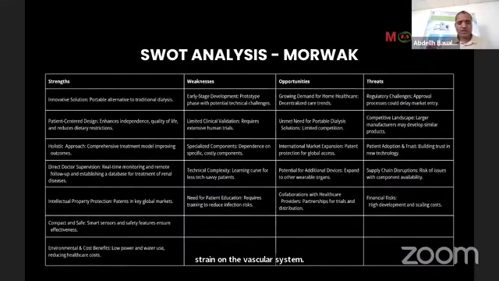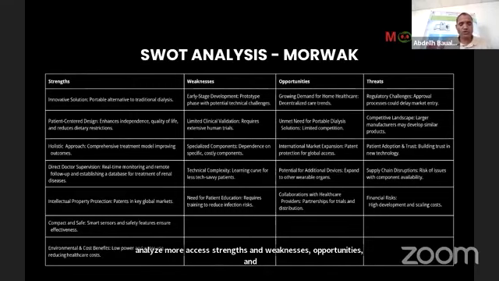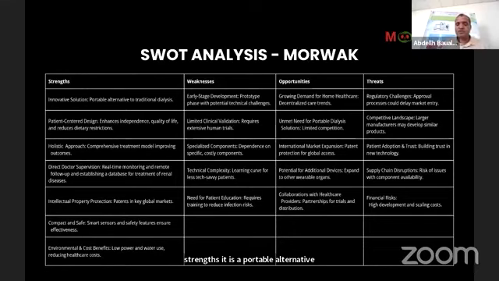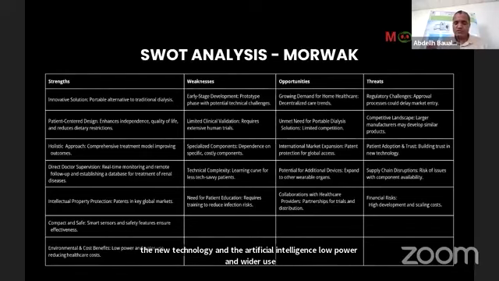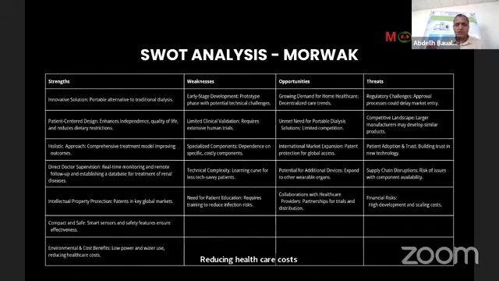Let's analyze MORWAC's strengths, weaknesses, opportunities, and threats. Strengths: it is a portable alternative to dialysis, patient-centered, patent protected globally, with real-time monitoring and remote follow-up by the doctor using new technology and artificial intelligence, low power and wide reuse, reducing healthcare costs, and establishing a database for treatment of renal and cardiac disease.